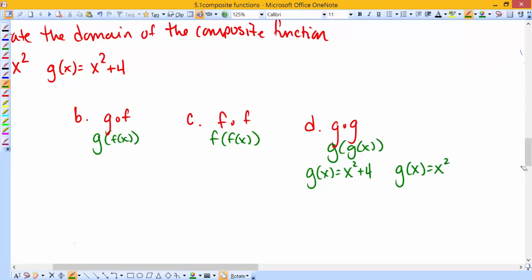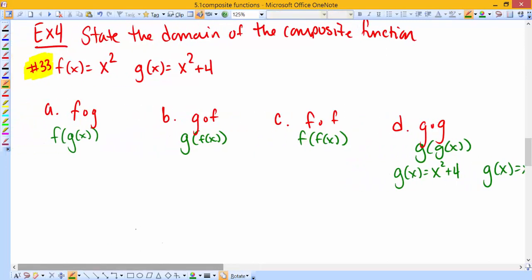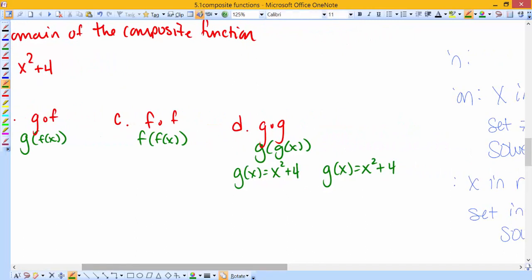Now my reason for this is because I need two of them. If I was working with A, I would write out f of x and g of x. If I was working with B, g of x, f of x. If I was working with C, f of x and f of x. And I'm not. I have g and g.